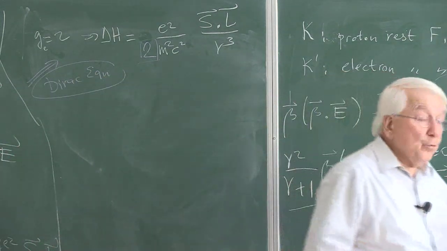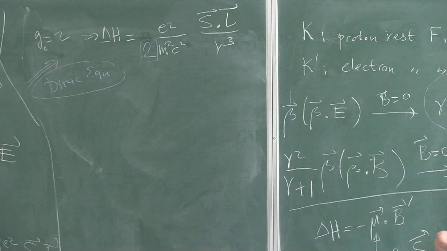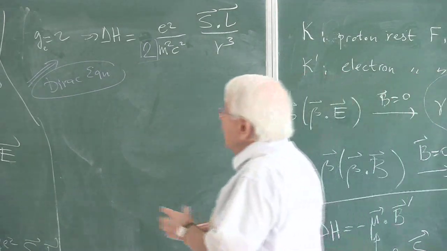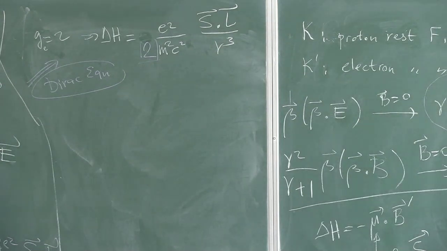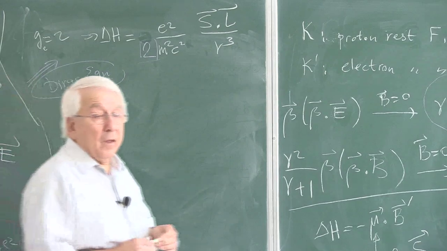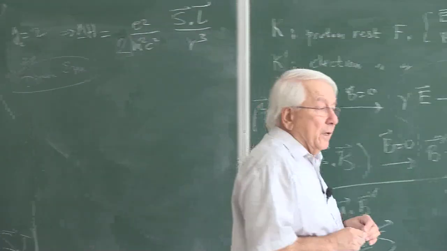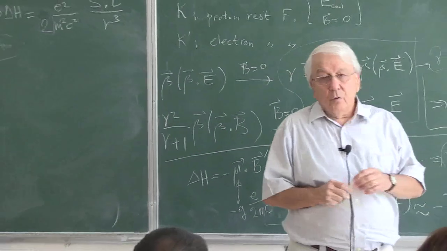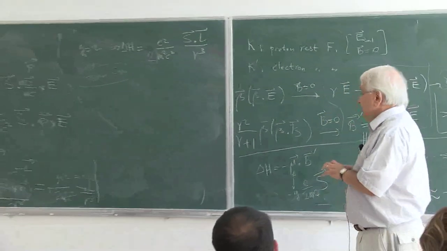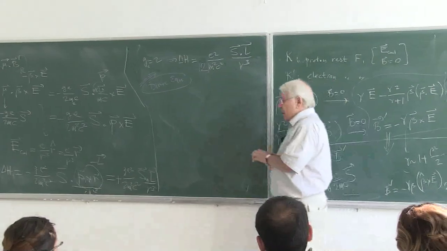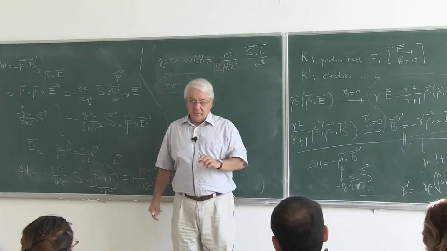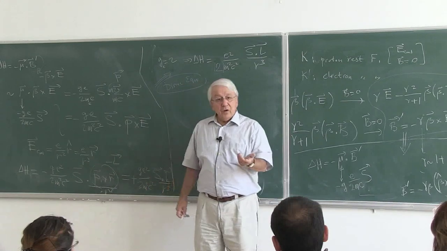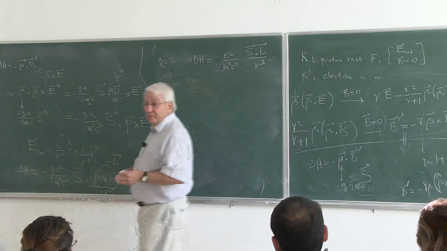Why was there bound to be a mistake in that naive computation? Because of the following reason. Remember those transformation relations between electric and magnetic fields from the rest frame of the proton to the rest frame of the electron? We said E and B are the components of a second rank antisymmetric tensor, therefore they should transform like the product of two four-vectors. All these are correct, no problem. What is not correct is that the K prime frame is not an inertial frame.